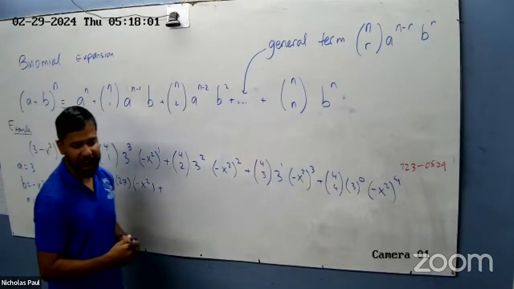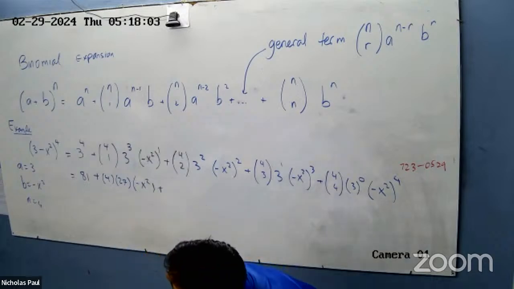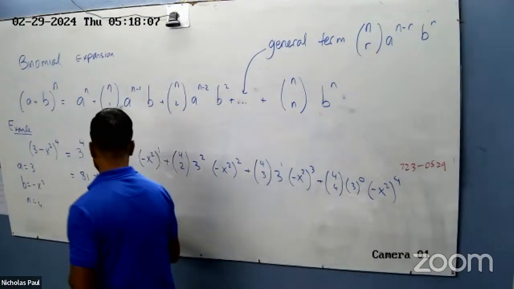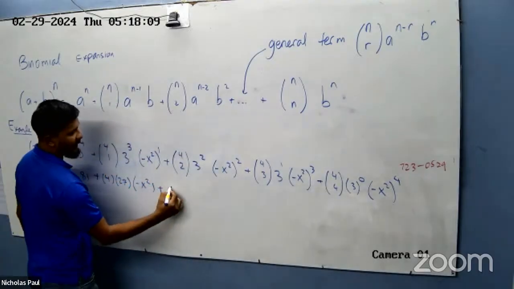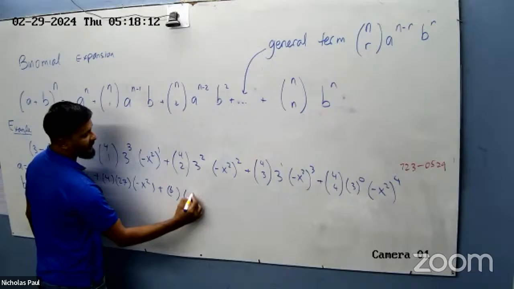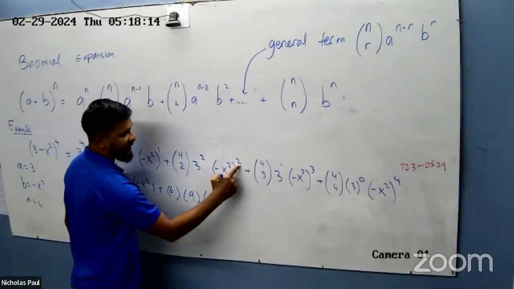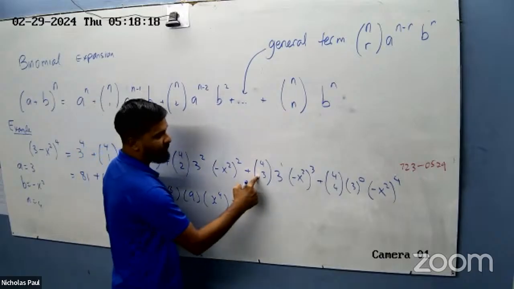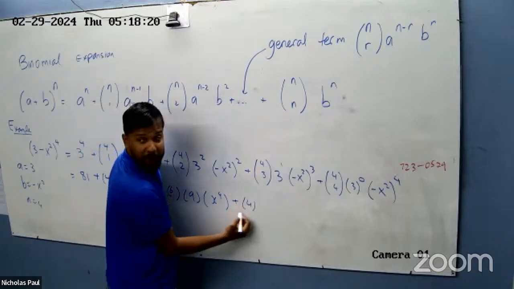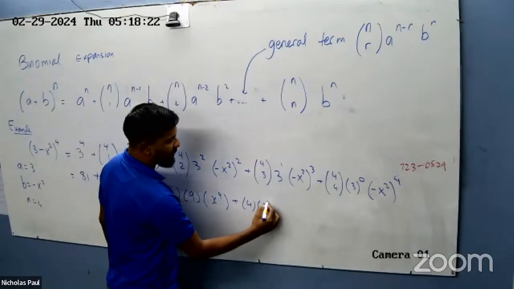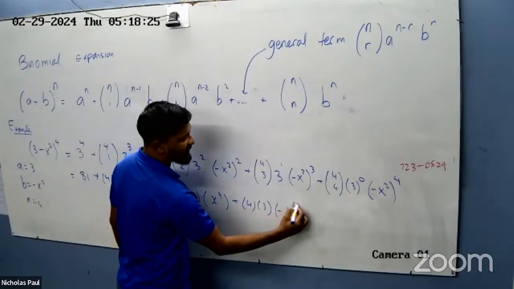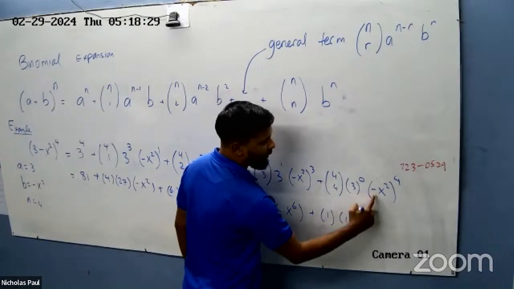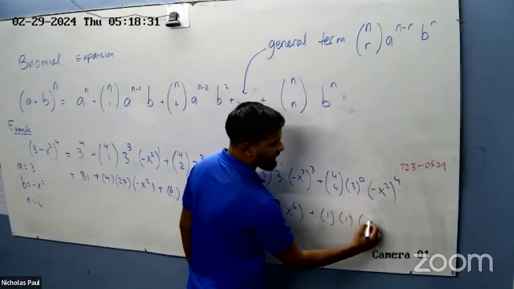How much is 4C2? Check it fast. 4C2 is how much? 4C2 is 6. 3 squared is 9. This is minus x squared, so that'll be positive x to the 4th. 4C3 is how much? We should get 4 again by 3 by minus x to the 6. 4C4 is 1 by 1 by minus x squared to the power of 4, with positive x to the power of 8.